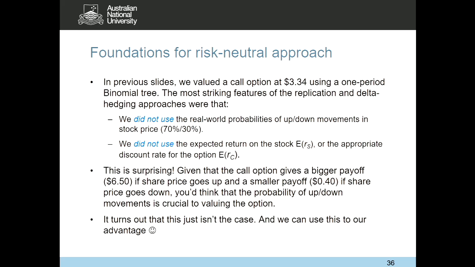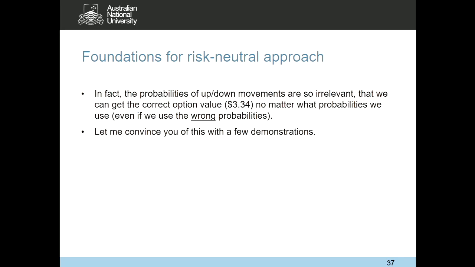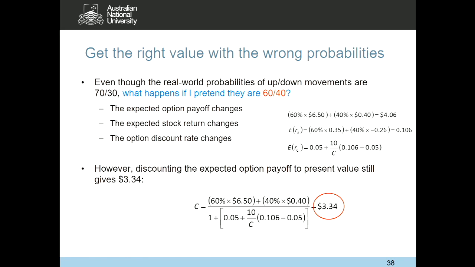All right? Let me say this again. A 70% chance going up and 30% chance going down is completely irrelevant for pricing call options. The call option price does not depend on the probability. And I'm going to convince you by plugging in wrong probabilities. So what if I plug in 60 and 40 probability?